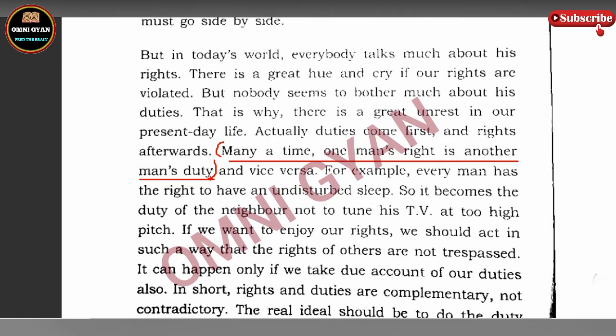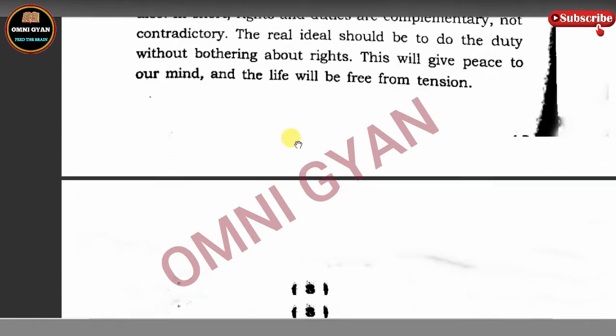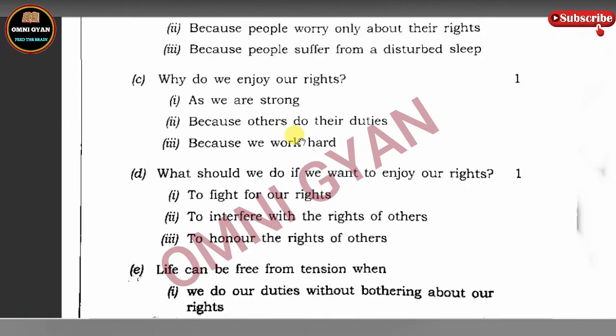See, for example, I have my right to life because the soldiers at the border are protecting us. I can enjoy my life, I have the right to life because the policemen are there 24/7 protecting and securing us. They are always there for us. I have the right to life because there are doctors who are always there to save our lives. So because other people do their duties, that is why we enjoy our rights.